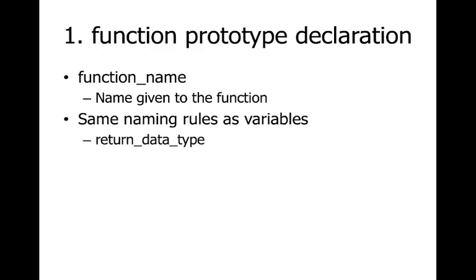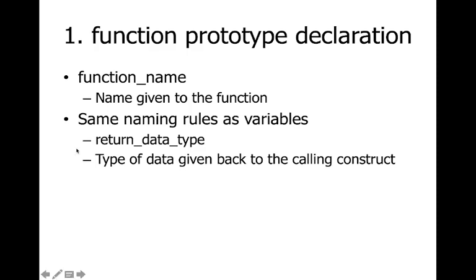Then what is this return data type? It is the type of data given back to the calling construct. From the main function we'll be calling that function, and that function will be returning some value. If it is returning a double kind of value, then the return data type should be double. If it is returning some integer type of element, then it should be int data type.